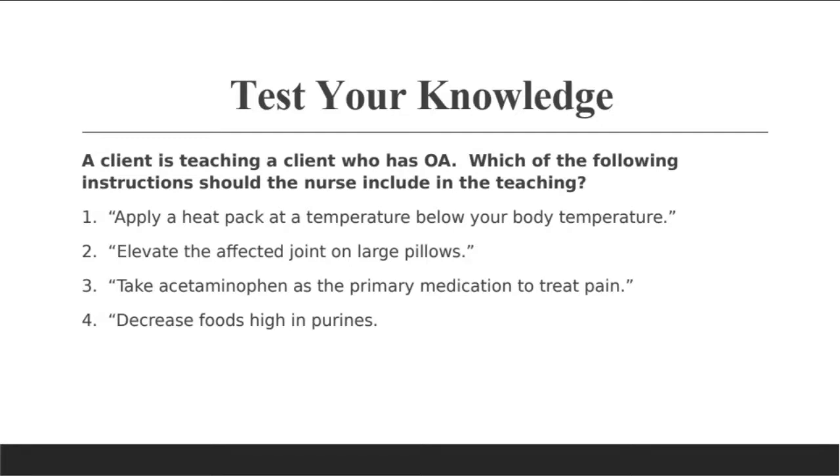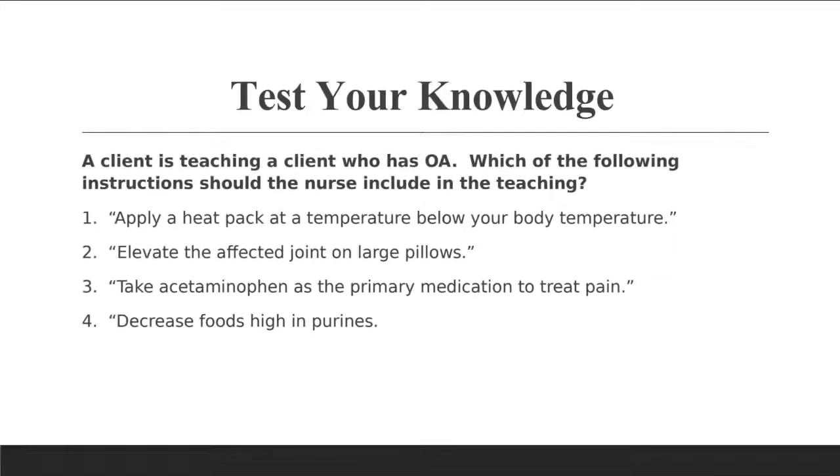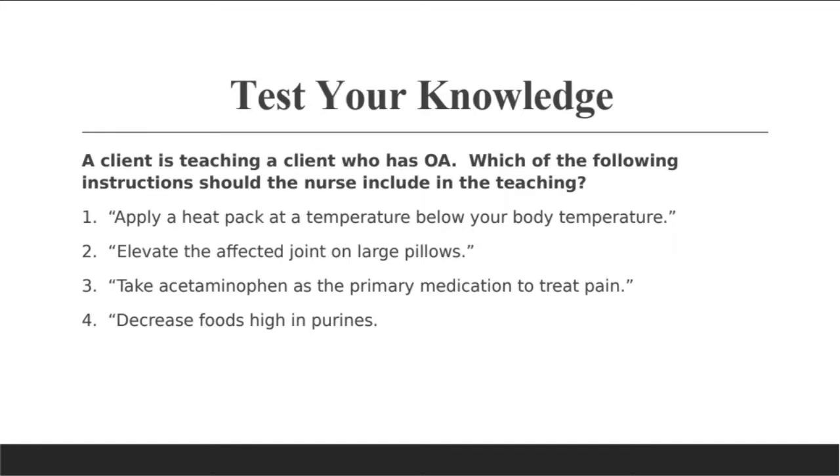So decreasing foods high in purines would be for which type of arthritis? Which type of arthritis do we want to alter the diet? So gout. Purines is associated with gout, okay?